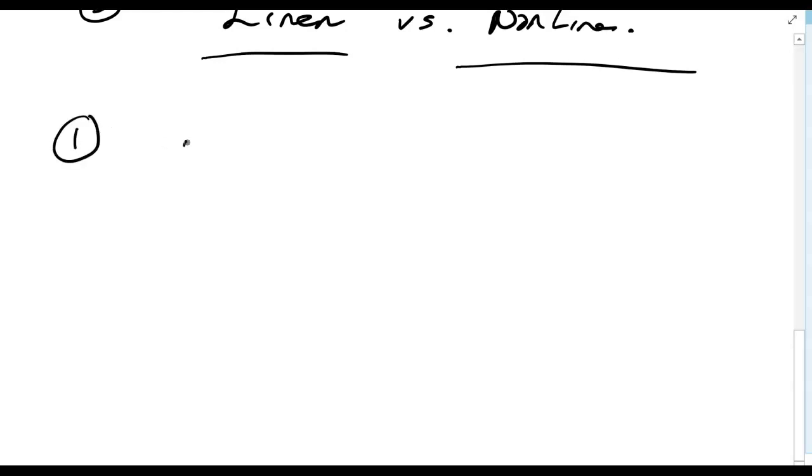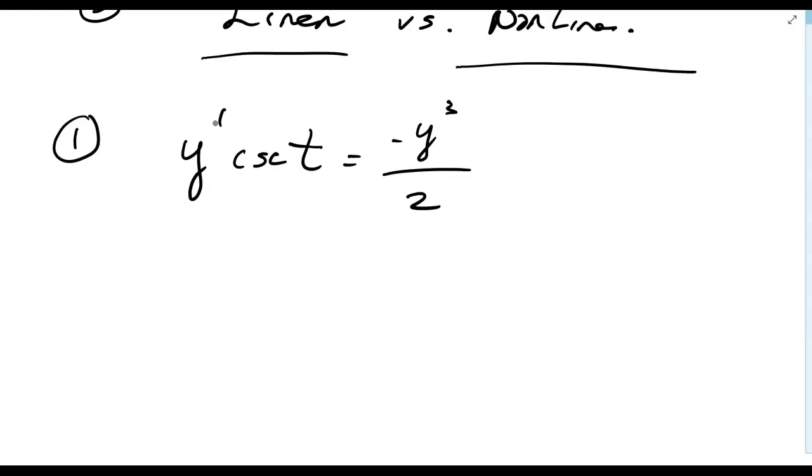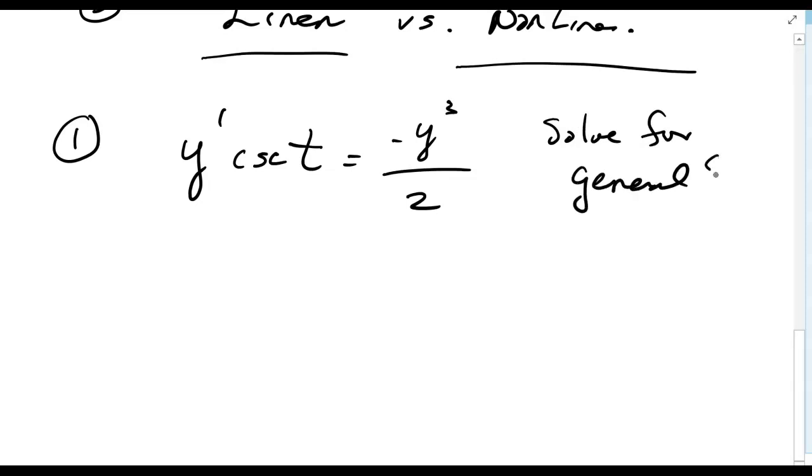So let's start with y prime equals y cubed cosecant t. This is the one I think I wrote earlier for an example of a first order. So we have a differential equation here. It's a first order. We have our independent variable t. We have our y, we have our y prime. The only thing we're going to do with this one is solve for what we call the general solution.